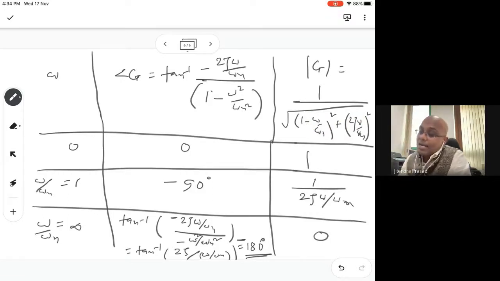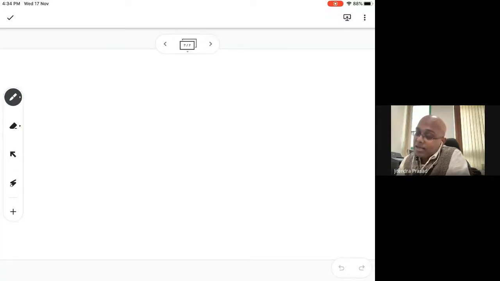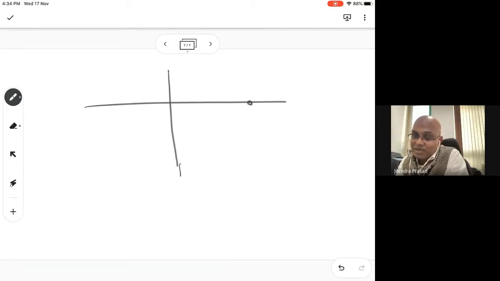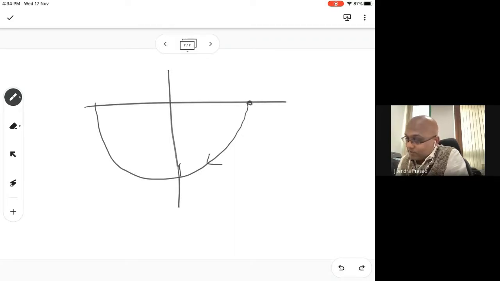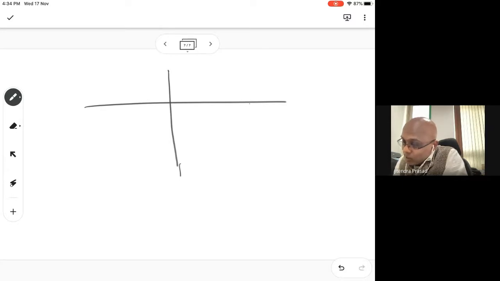And that is the reason why, when you plot it, you will start from here and then go like this. Something wrong. So you will start from here, and see here the 3 points.